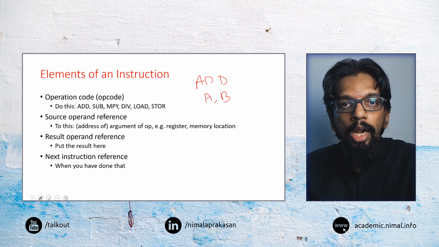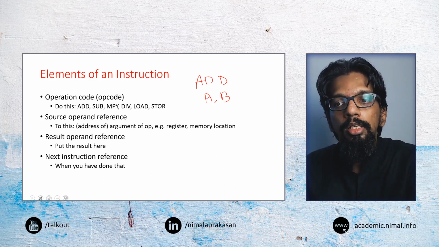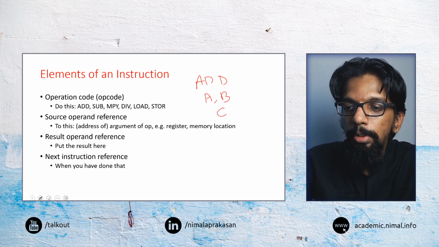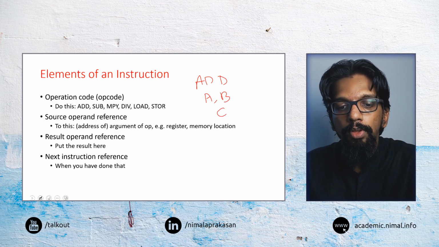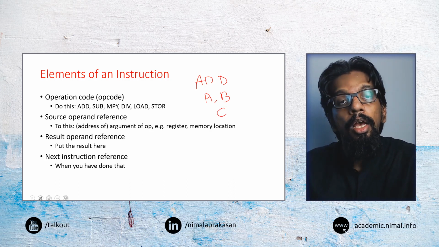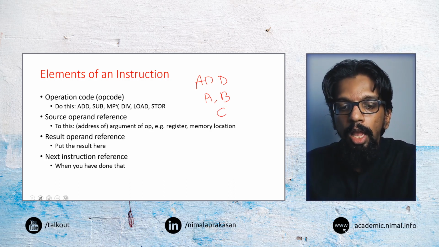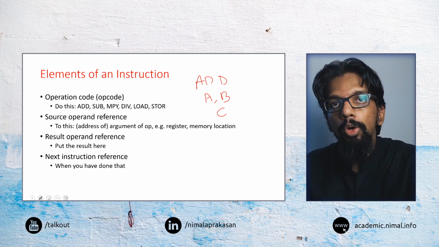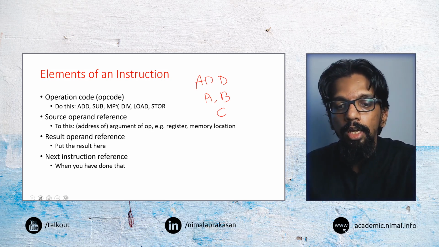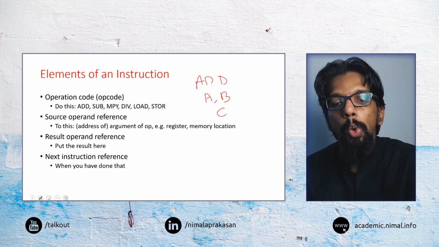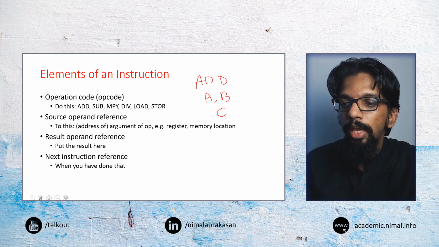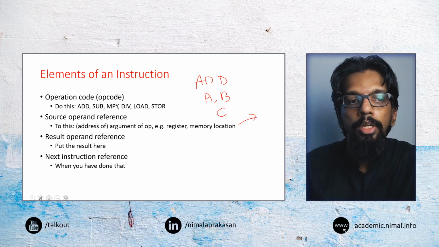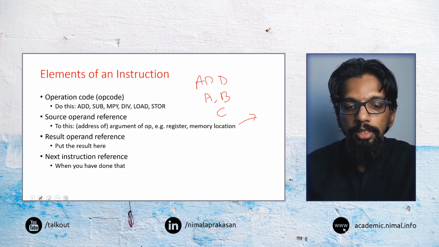Then once that computation is done, we may want to store that result somewhere. Say, for example, we want to store it somewhere called C. So that is what we would identify as the result operand. And in addition to that, in certain types of instruction we may also have a reference to what is the next instruction to go to. So certain instructions may have a pointer pointing to a particular next instruction.